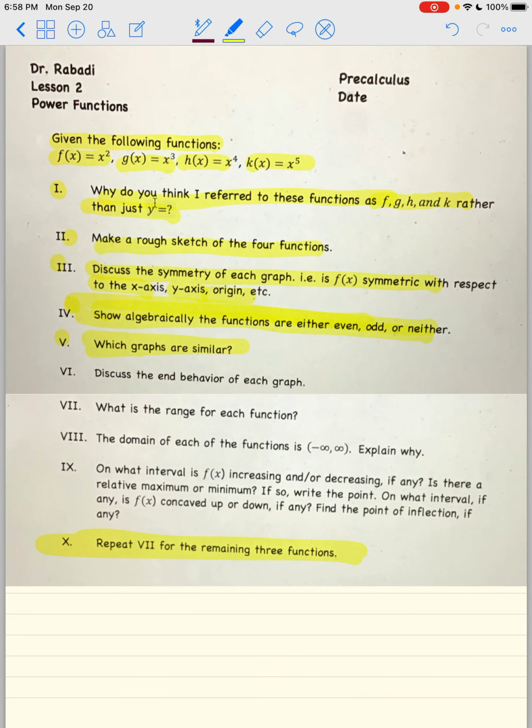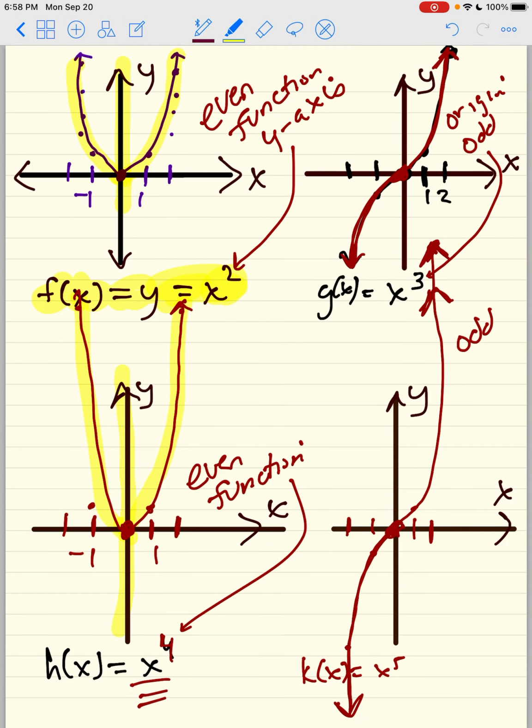Which graphs are similar? Well, the two even graphs are similar, aren't they? This graph and this graph are similar. The only difference between these two graphs is that x to the fourth, we say, stretches vertically. In other words, when you put a 2 into x squared, your y value is just 4. But when you put a 2 into here, your y value is 16. So it basically shoots up really quickly. But these two are similar.